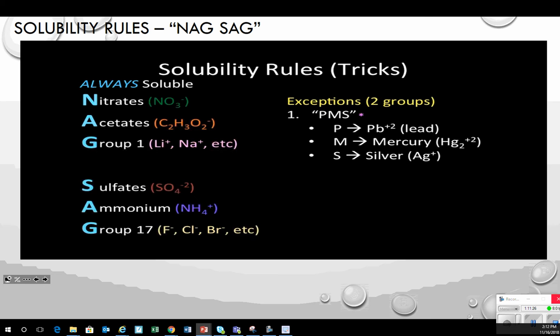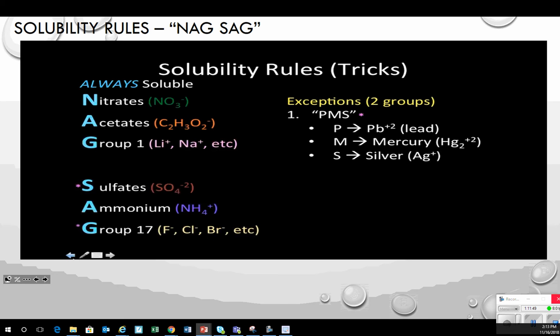Before I go on to the second exception, I'm just going to make things easier for you and put a nice magenta asterisk next to PMS, and then put a magenta asterisk next to the sulfates and group 17 nonmetals, because PMS is never soluble with the sulfates or the group 17 nonmetals. Now let's move on to the second and final exception.